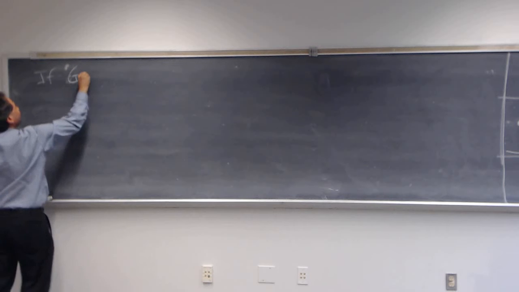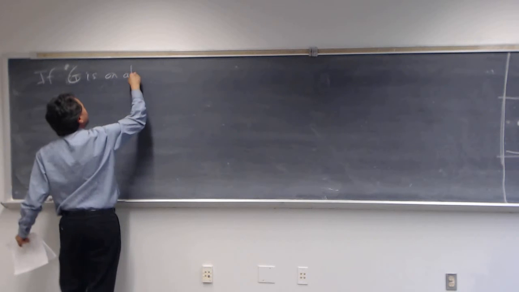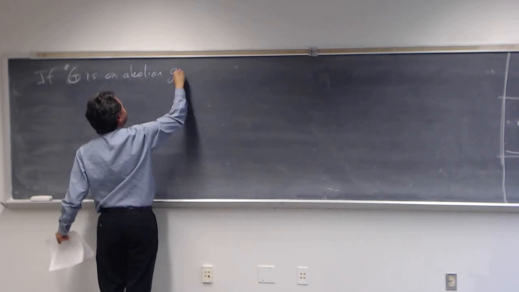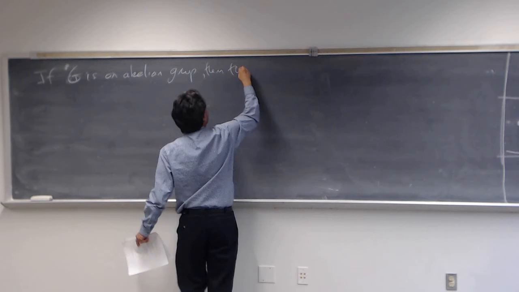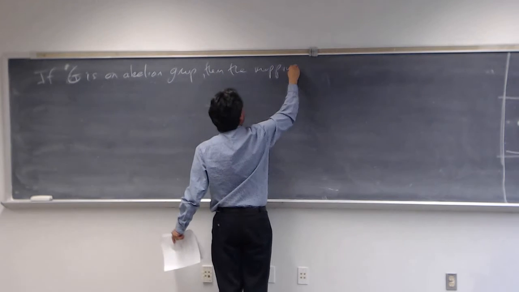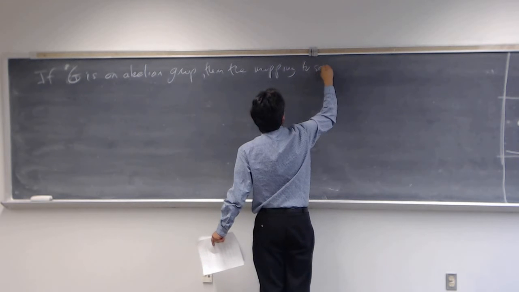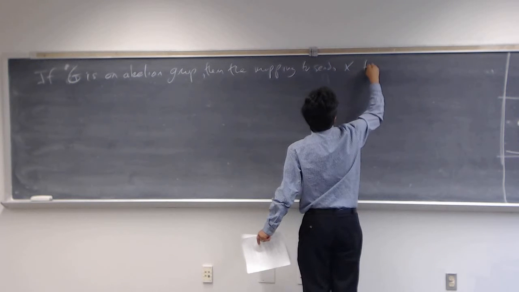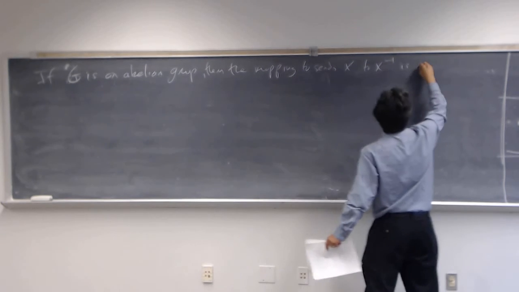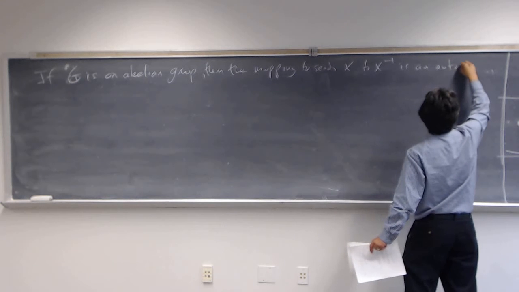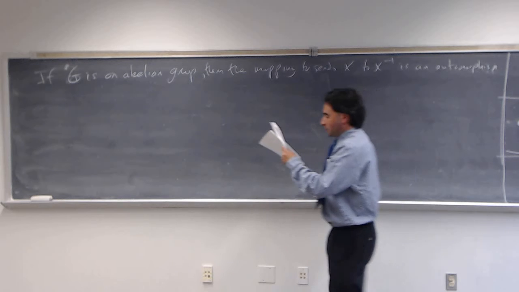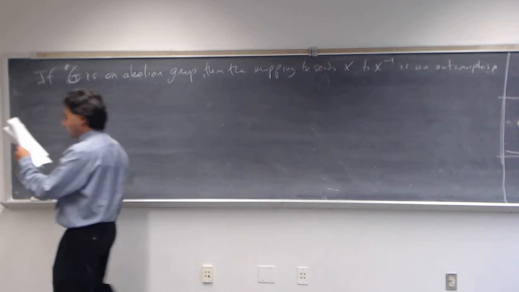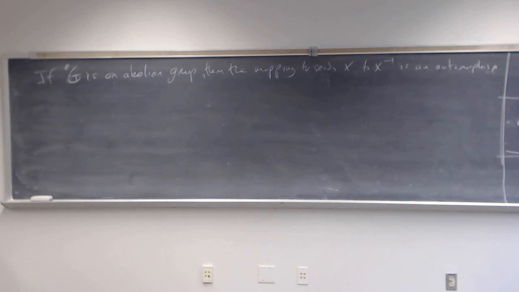Well, if G is an abelian group, then the mapping that sends x to x inverse is an automorphism. So abelian groups always have more than one automorphism. The key is, why is that?